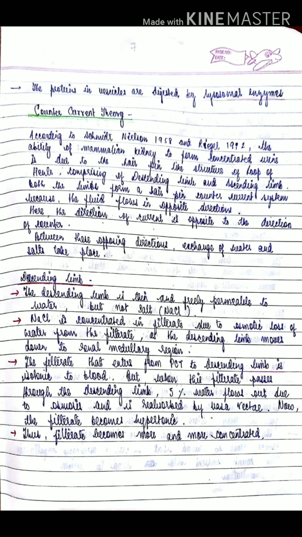The filtrate that enters from the PCT to the descending limb is isotonic to blood, but when this filtrate passes through the descending limb, 5% of water flows out due to osmosis and is reabsorbed by the vasa recta. Now the filtrate becomes hypertonic in nature, and thus the filtrate becomes more and more concentrated.